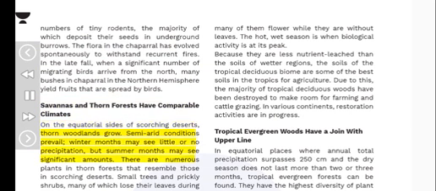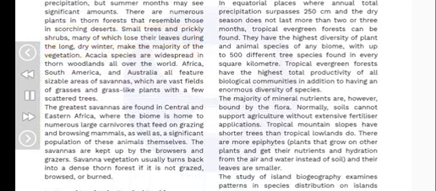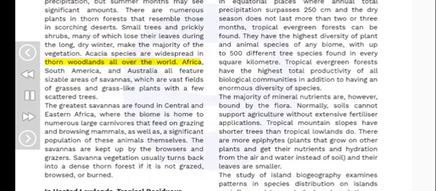Semi-arid conditions prevail. Winter months may see little or no precipitation, but summer months may see significant amounts. There are numerous plants in thorn forests that resemble those in scorching deserts. Small trees and prickly shrubs, many of which lose their leaves during the long, dry winter, make up the majority of the vegetation. Acacia species are widespread in thorn woodlands all over the world.